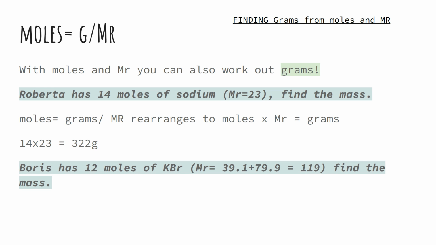What about this one? Boris has 12 moles of potassium bromide, and that has an MR of 39.1 plus 79.9, which is 119. So find the mass. Now, 12 times 119 equals 1,428, and that is the number of grams.